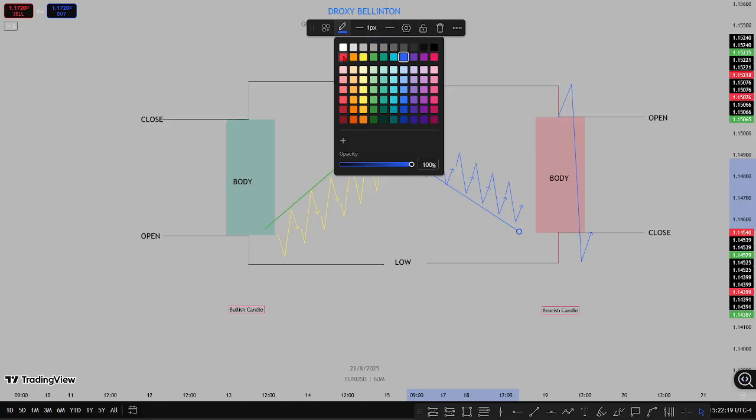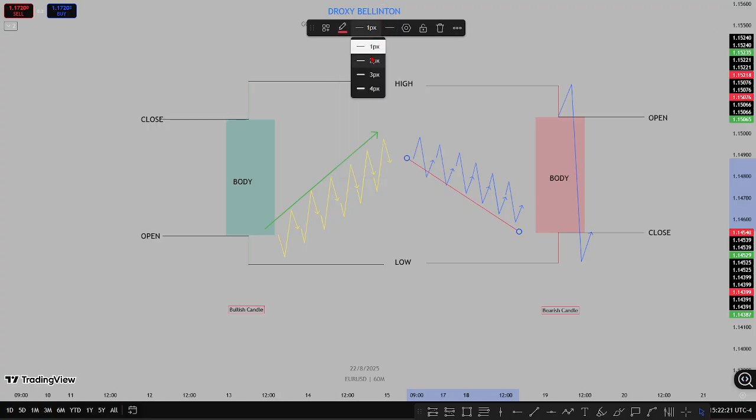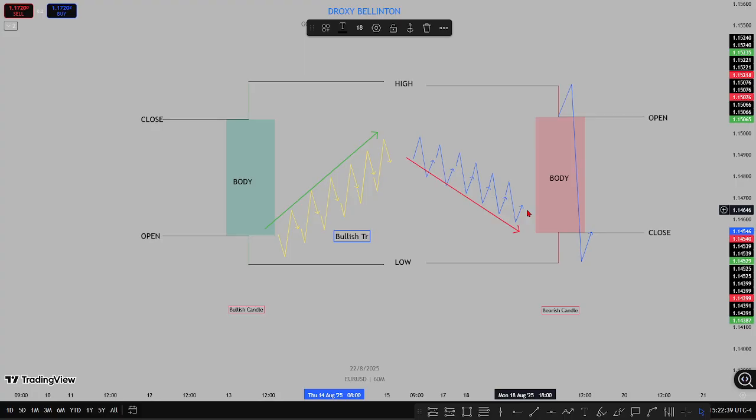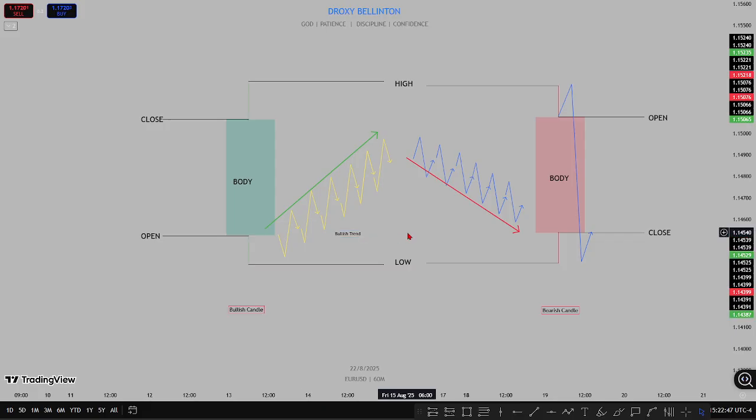So this one too is like this. Yeah, I'll do it like this. Okay, so you see, we are in a downtrend. So this is a bearish trend, and this is a bullish trend. Those are the names that we give to it. So this is a bullish trend. Sorry, this is a bullish trend. That's a bullish trend.